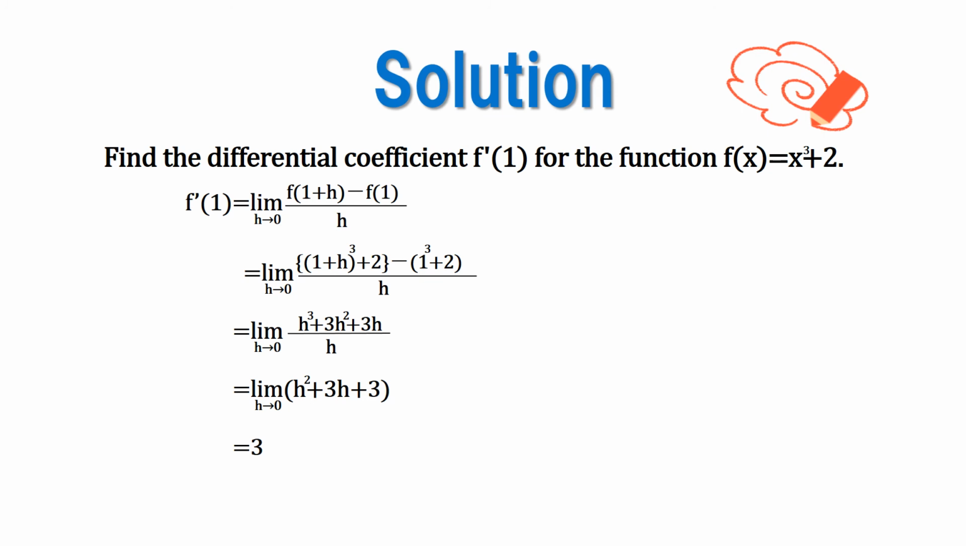F prime of 1 equals limit h to 0, f of 1 plus h minus f of 1 divided by h. Reducing down, we can get the answer 3.